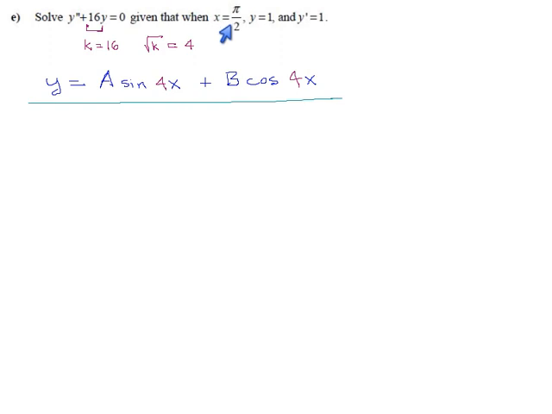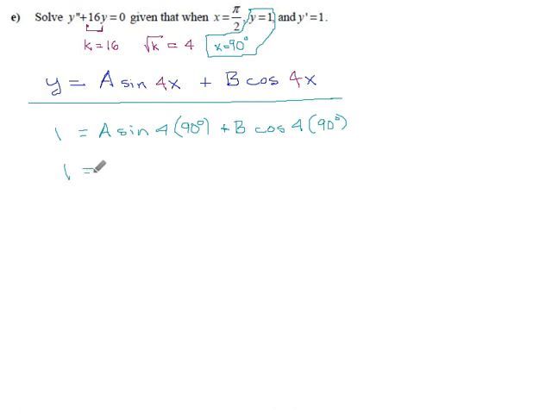They say when x is pi by 2, meaning 90 degrees, y equals 1. So when x is 90, y is 1. Well, we got an equation for y right here, so let's see what that tells us. y equals big A sine 4 times 90 degrees. If you want to do this in radians, by all means, it's going to work the same. I find degrees a little more comfortable, so I'll go with those when I have the choice. Plus big B cosine 4 times 90 again.